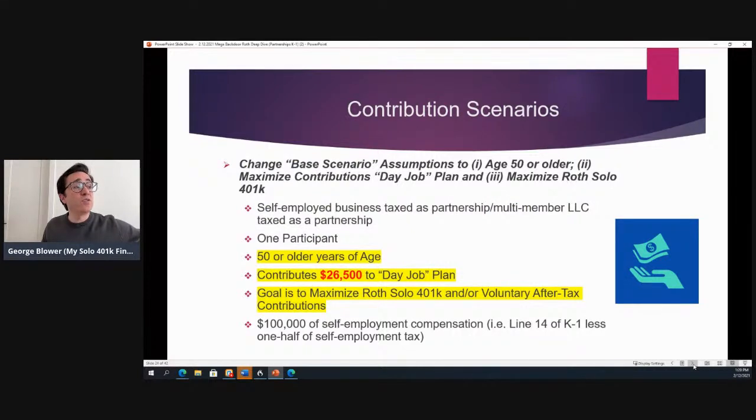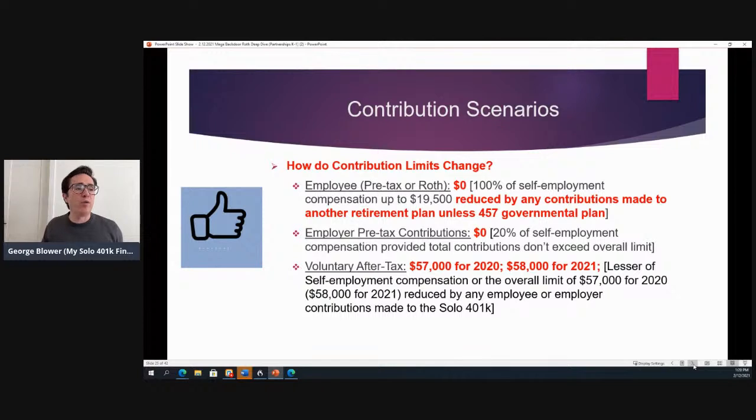So now let's go to the next change. We go back to the base, but now let's make multiple changes. Now we're back to a person that's 50 years of age or older. The person's maximized the contributions to a day job plan, so they put $26,000 into their day job plan, but they want to maximize the Roth contributions. So what's interesting about this is that what they can contribute to the plan doesn't change because the after-tax limit doesn't go up to the solo 401k on account of the fact that they're 50 or older. So they're still just able to make $57,000 as an after-tax contribution for 2020 or $58,000 for 2021.